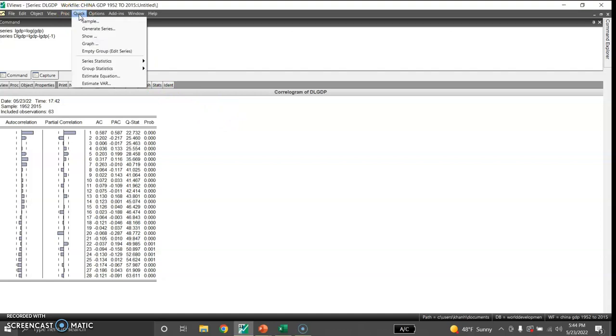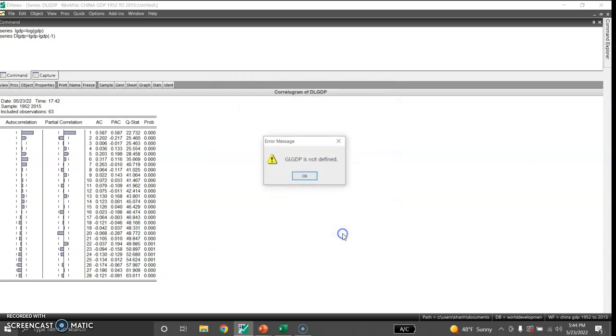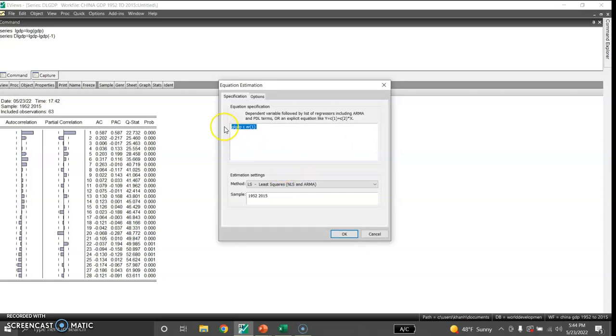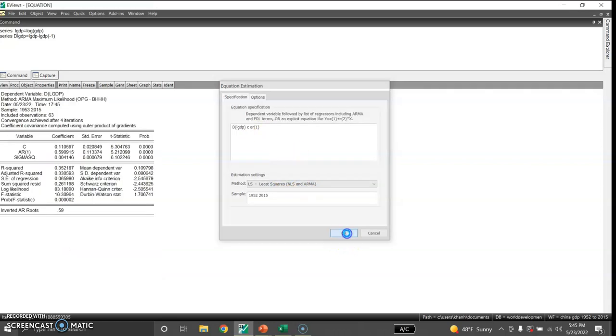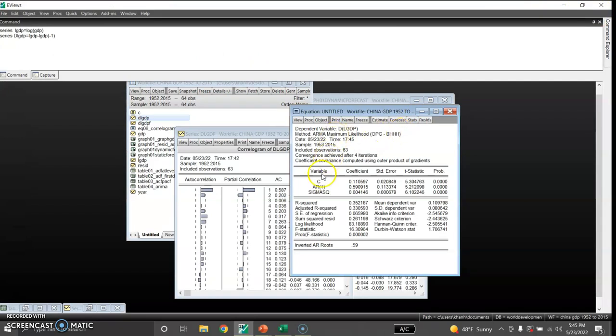So I'll go to Quick, Estimate Equation, and here I will write DLGDP, C and AR(1). Let me see what it shows. Sorry, it should be DLGDP. Okay, so these are the results of the ARIMA model with the autoregressive of order 1, and this is sigma square.